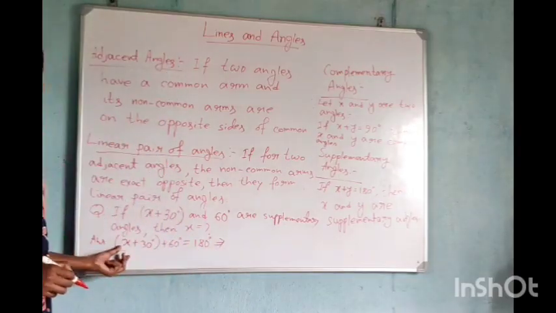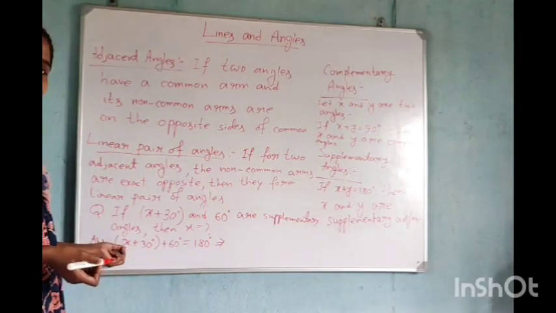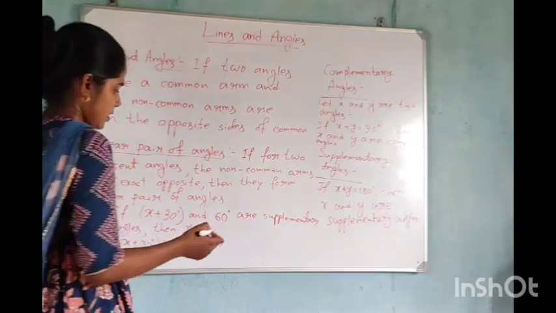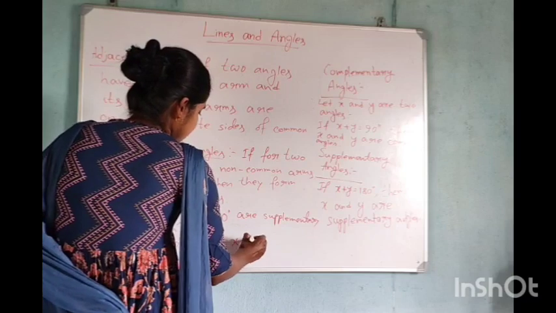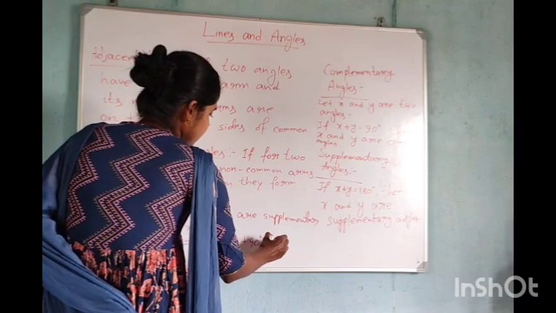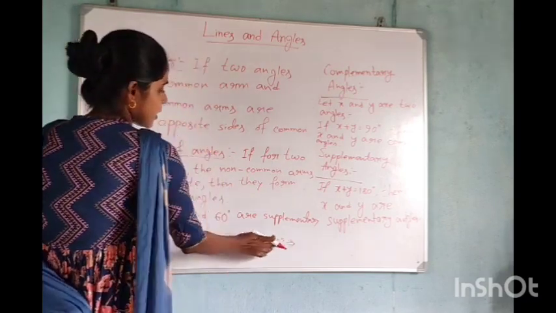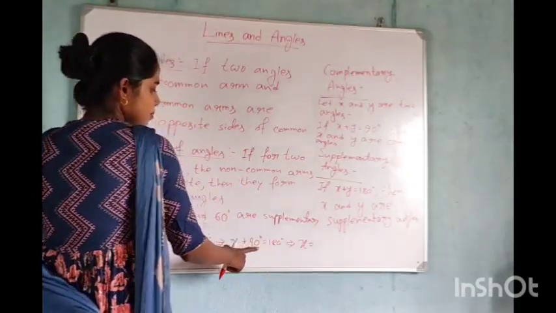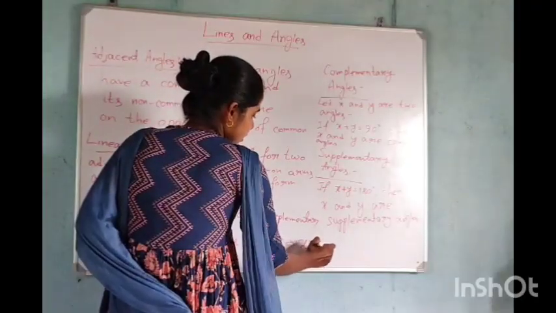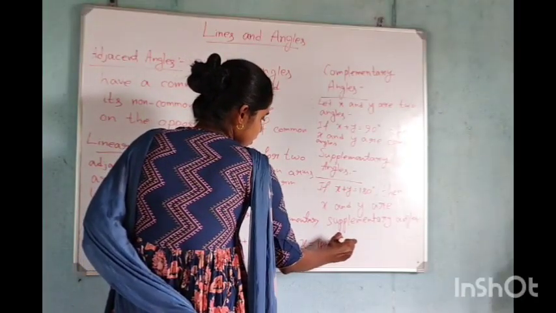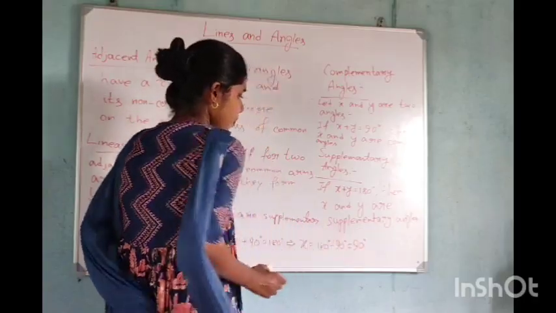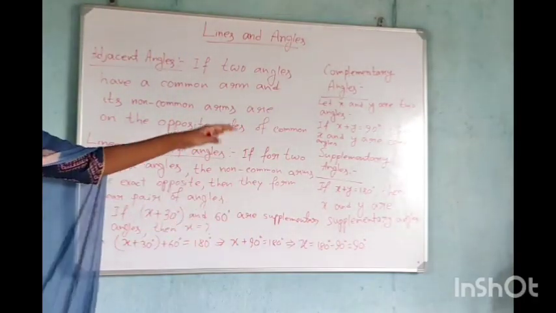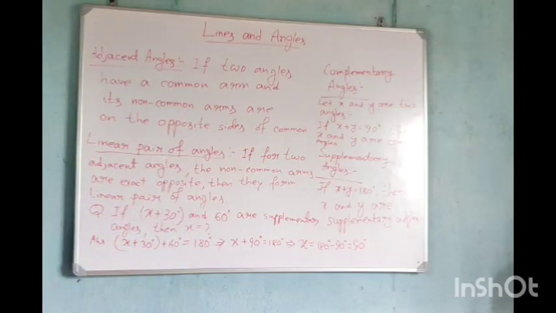Now x is unknown, that's why we derive the value of x. So we can add 30 degrees and 60 degrees, it will be what? 90 degrees. So x plus 90 degrees equals 180 degrees. Now take 90 degrees to the right hand side, it will be x equals 180 degrees minus 90 degrees, which is 90 degrees. Right? So the value of x is 90 degrees. This type of question comes from complementary angles and supplementary angles.